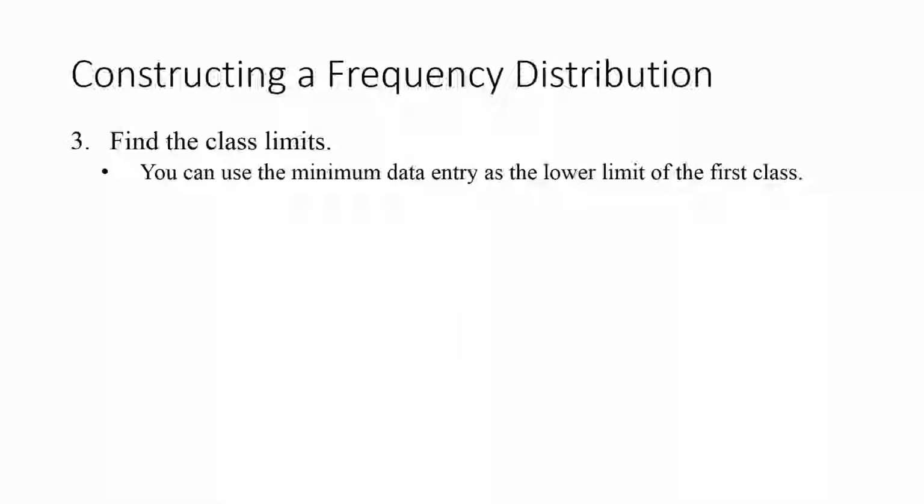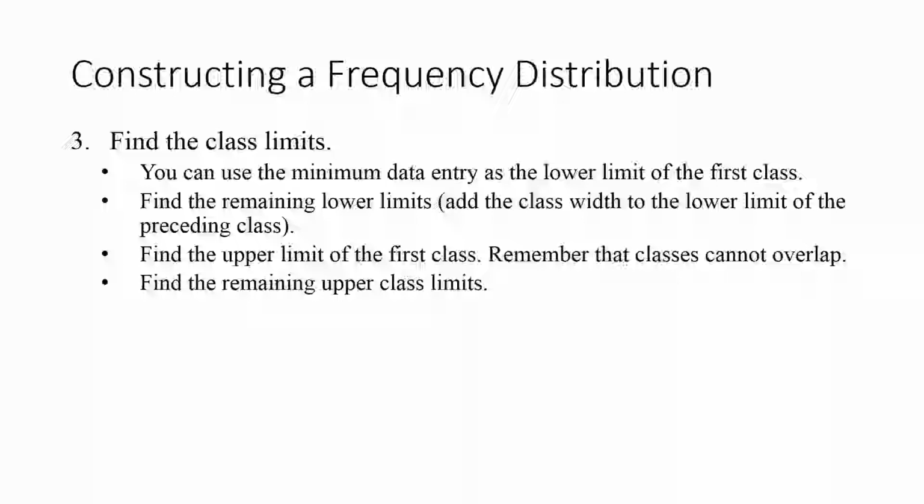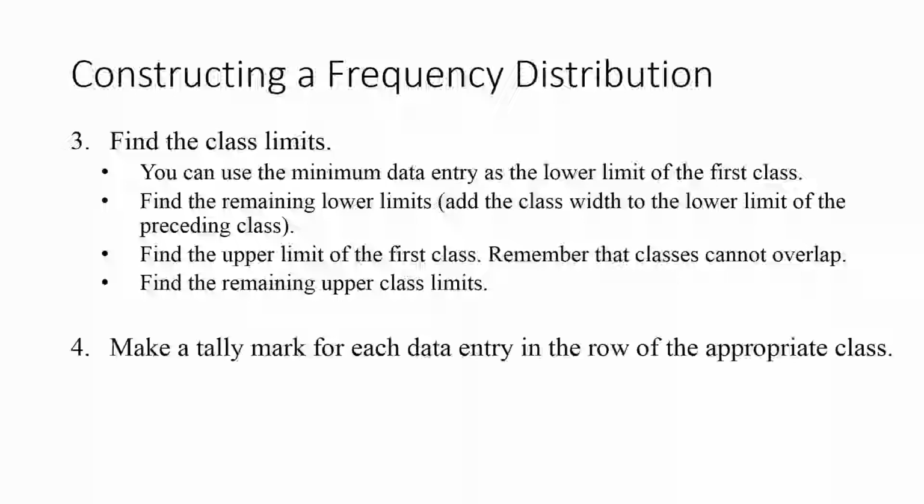So then you find your class limits, and the first class limit, the lower one, is your minimum data entry. So the smallest number of all your data points is where you start. Then you're going to add the class width to that lower limit to get your next lower limit, and then add it again to get the next one. You continue till you reach your last class. And then to get the upper limit of that class, it is the number before the next class's lower limit. Sounds complicated, but it's actually not too difficult to do.